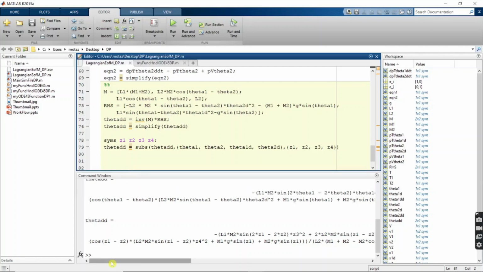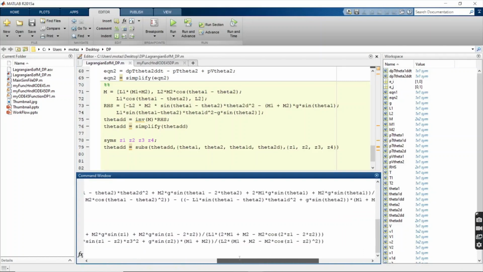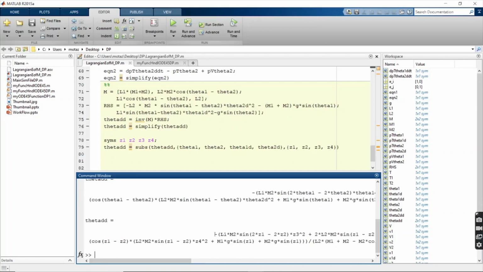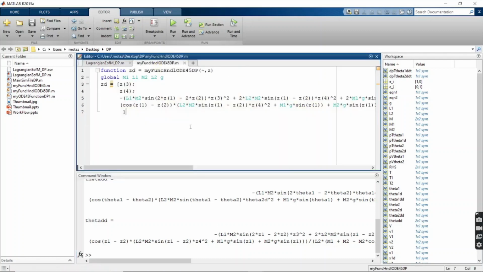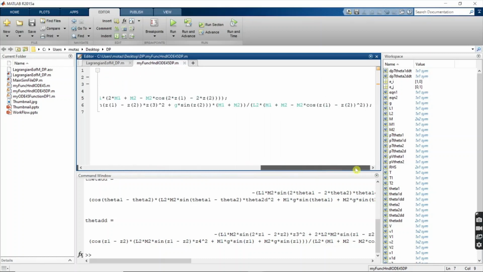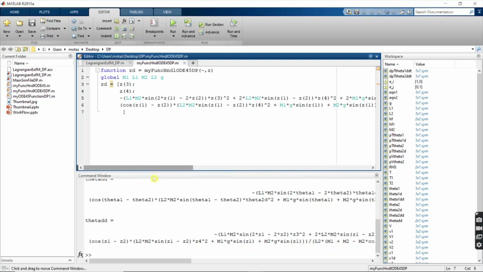Okay, this is theta double dot. It's long and pretty ugly, but now we're going to plug this into our function handle, which was done here. And I just used Notepad to replace everywhere I see a z1 with z of 1. So as you can see, here's the beginning, like that. Just copy and paste this into here.